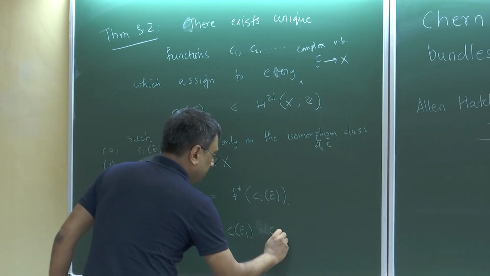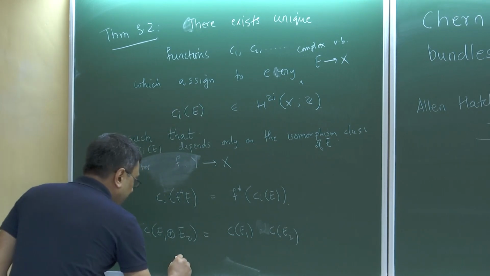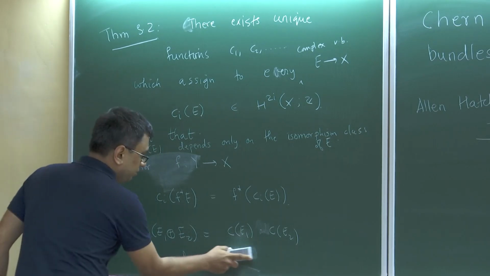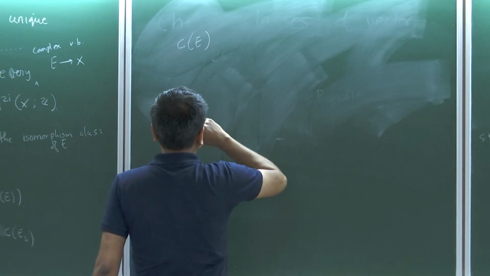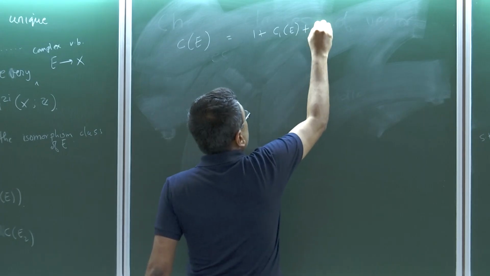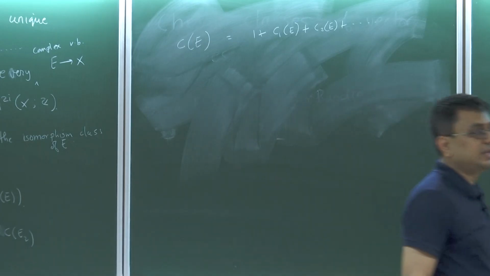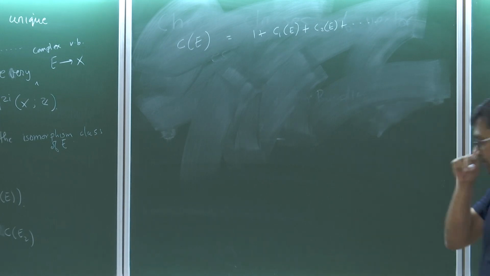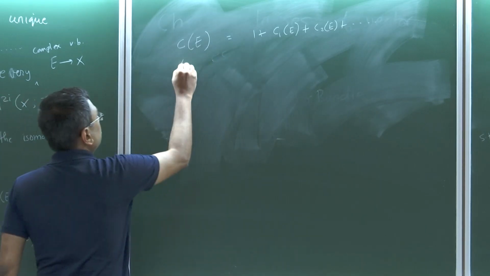What is C? There is no suffix for C. C of E is 1 plus C1 of E plus C2 of E and so on. This is an element of the cohomology ring. Take the direct sum of all the cohomology groups of X, and this is called the total Chern class.